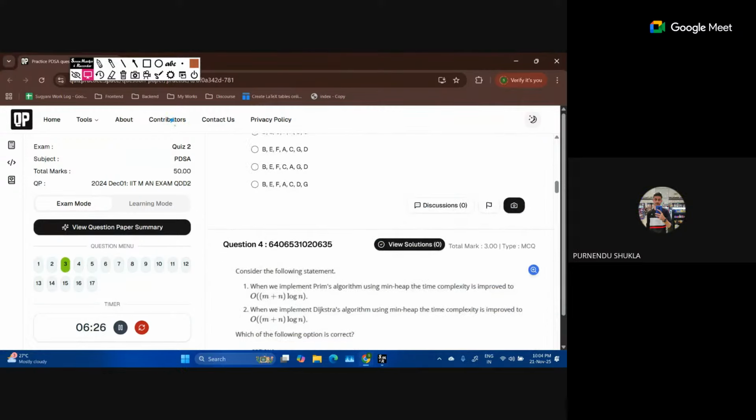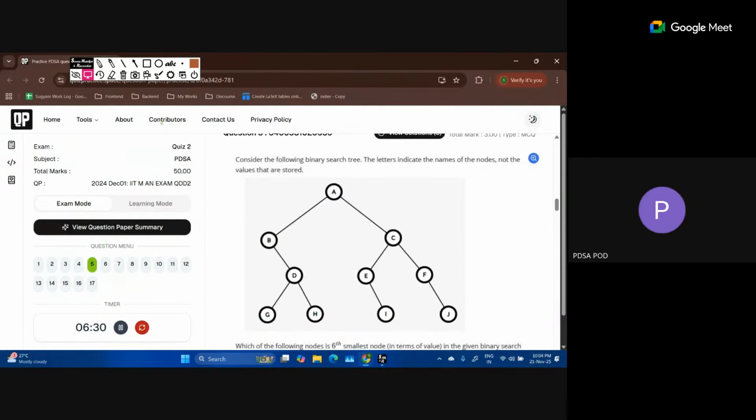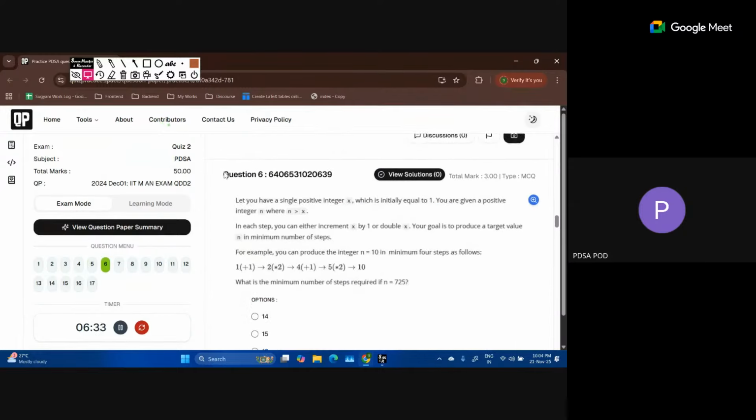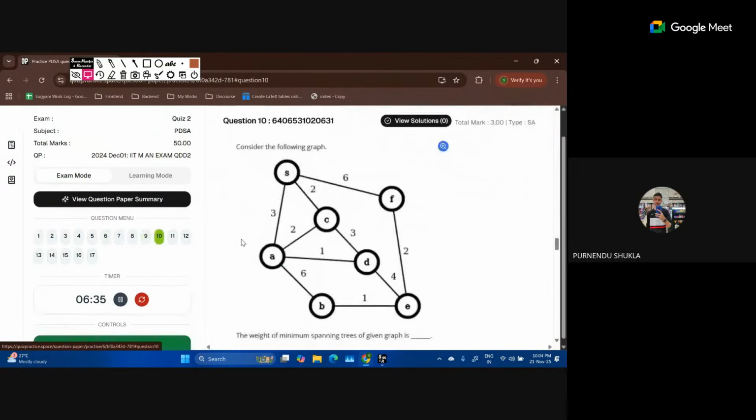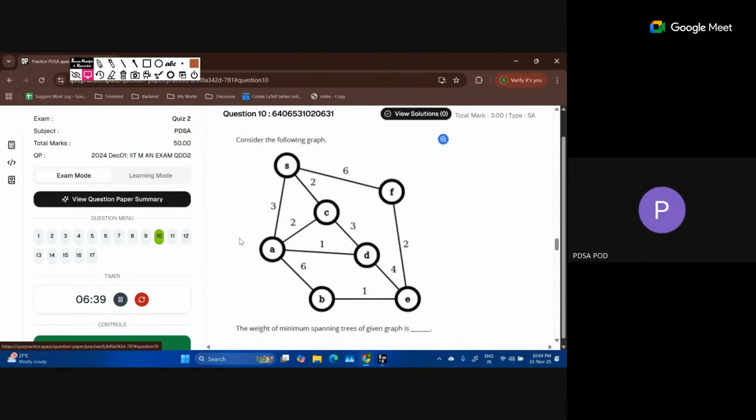Question number 10. Consider the following binary search. Question number 10. It's a minimum spanning tree weight. That one. Yeah, find the minimum spanning tree.